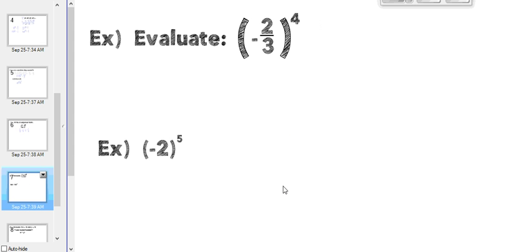All right, I need to evaluate this. Evaluate means that you're going to simplify it down. Like you're actually literally going to take -2/3 and raise it to the 4th power. The way I like to think about this is show it in expanded form. So this means -2/3 times -2/3 times -2/3 times -2/3.